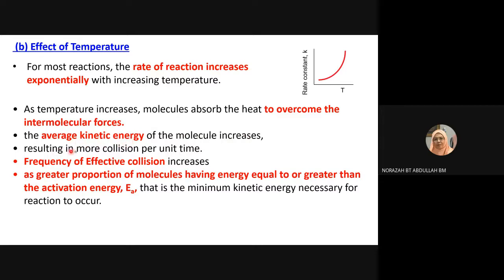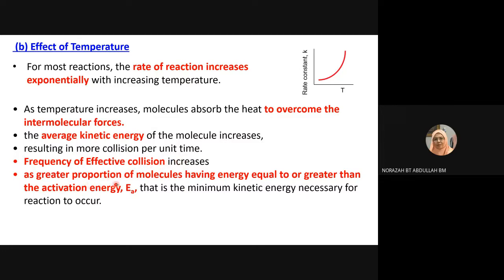So there will be more collisions between particles per unit time. Thus, the frequency of effective collision will increase. Kamu kena mention tentang effective collision. Frequency of effective collision increase. Or number of effective collision per unit time will increase.